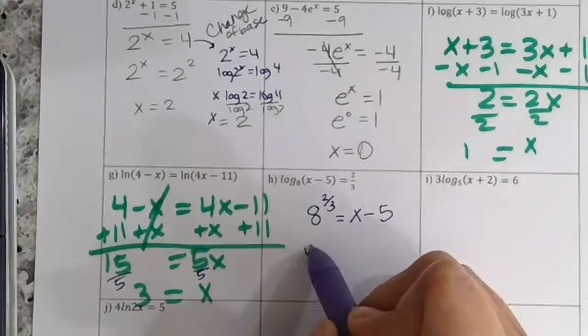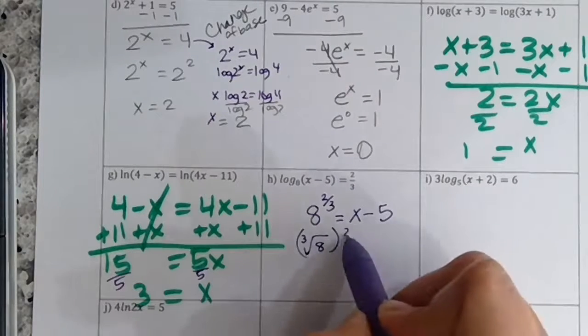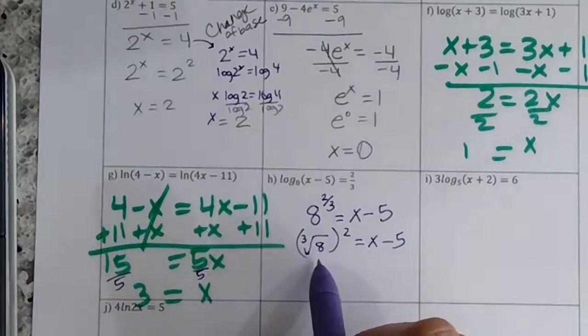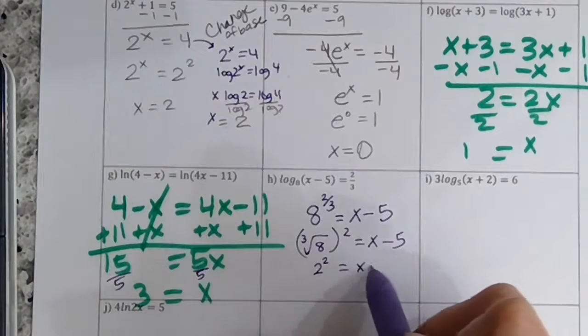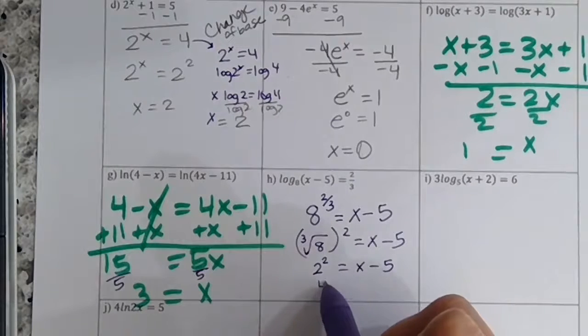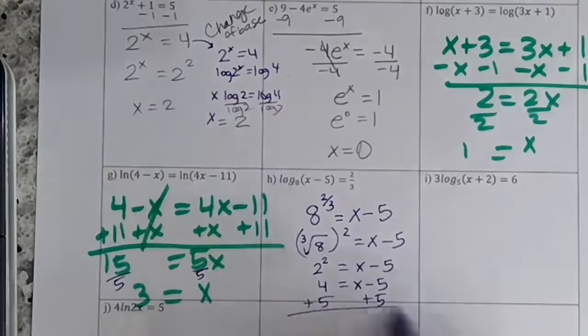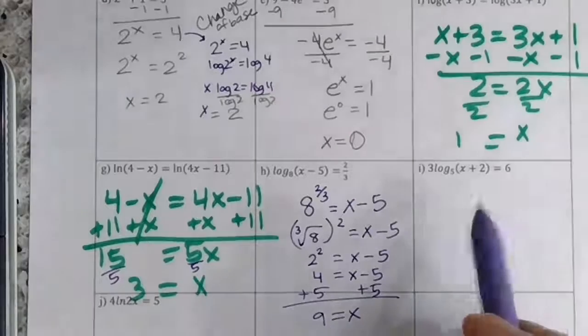So it is the 3rd root of 8 squared equals x minus 5. Well, the 3rd root of 8 is 2. 2 squared is 4. And the last thing you're going to do is add 5 to both sides. And your answer is 9. And again, you could plug that 9 in and check to make sure that's correct.